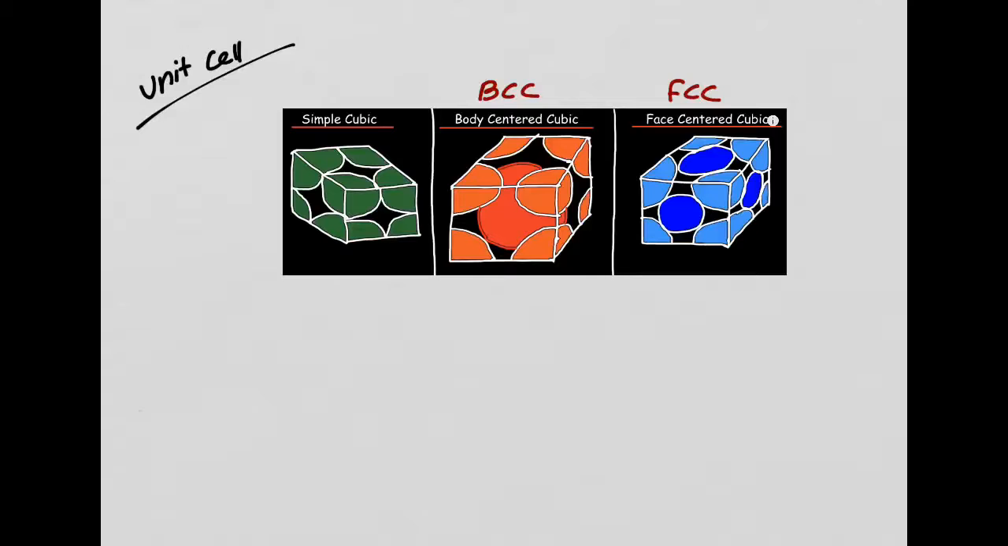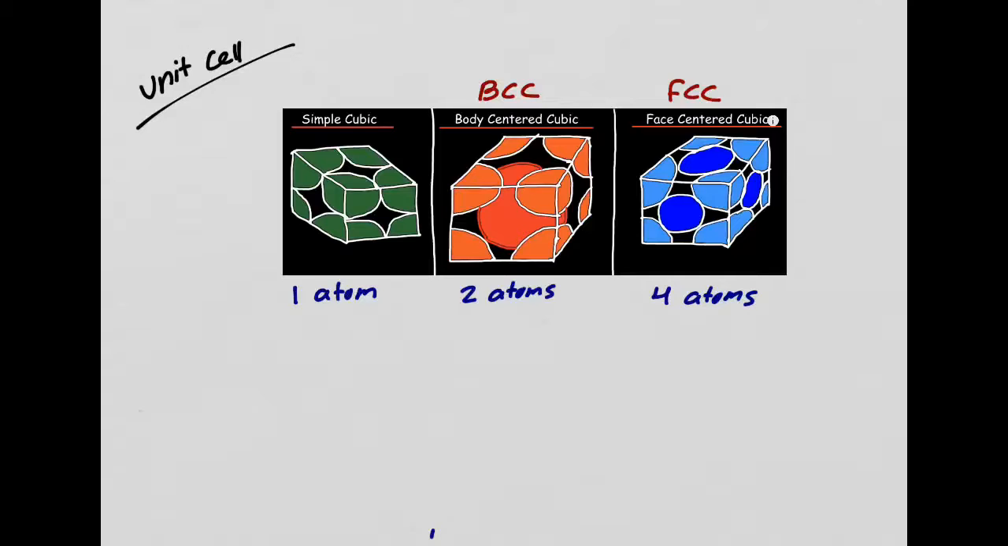Now, simple cubic has 1 atom per unit cell. BCC has 2 atoms per unit cell. And FCC has 4 atoms per unit cell. I'm going to go over all of this in detail and show you how, but I wanted to give you an overview first.